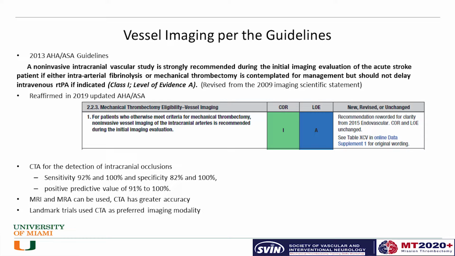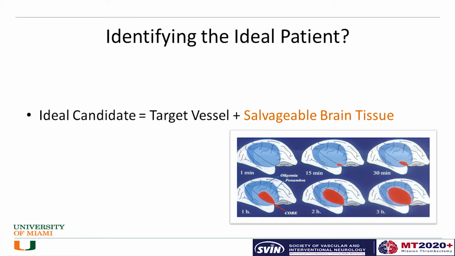And these landmark trials used CTA, and so most centers use CTA. So identifying the target vessel. Again, if you're within the 6 hours, you just want to identify the target vessel directly to angiogram, and you do not necessarily need these advanced brain imaging.